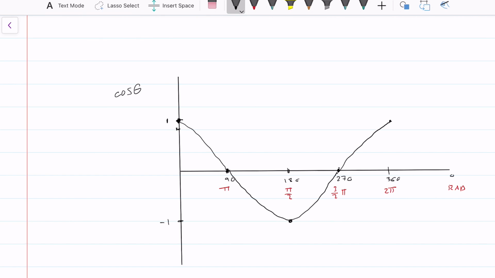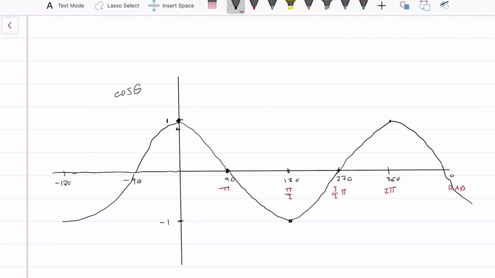Okay, looks something like that. And again, this graph doesn't end there. It continues forever, following the same pattern. So minus 90, minus 180. Okay, so it continues the pattern on this side and on this side.